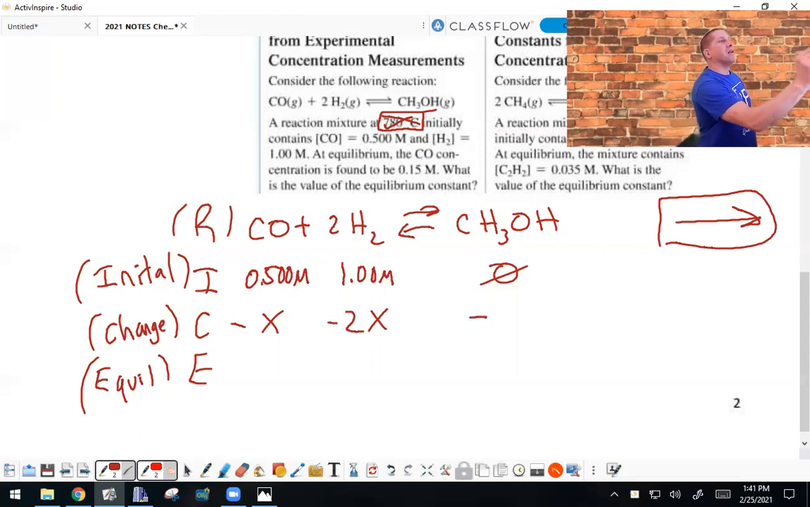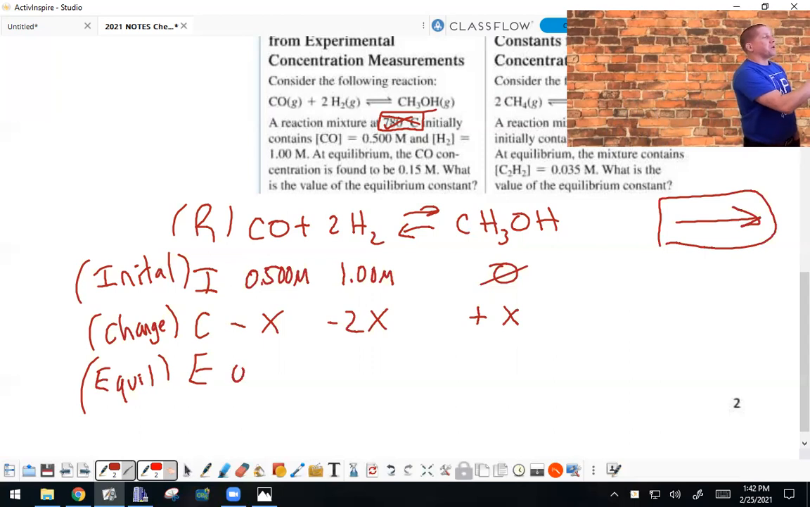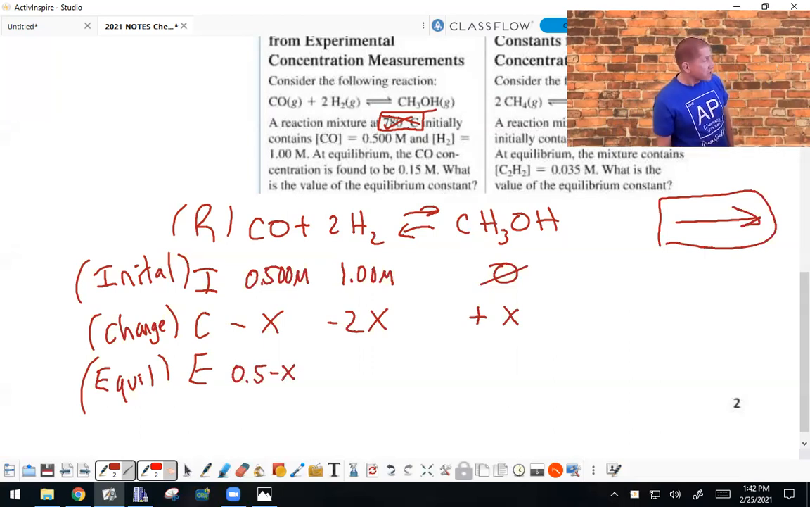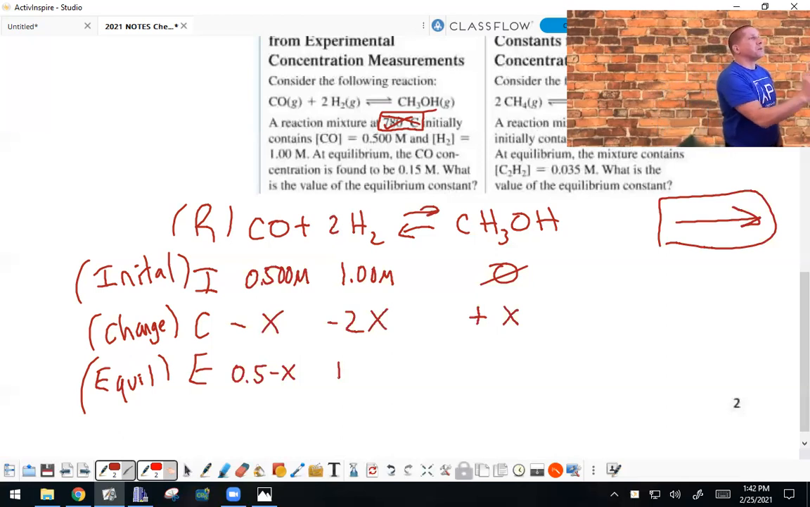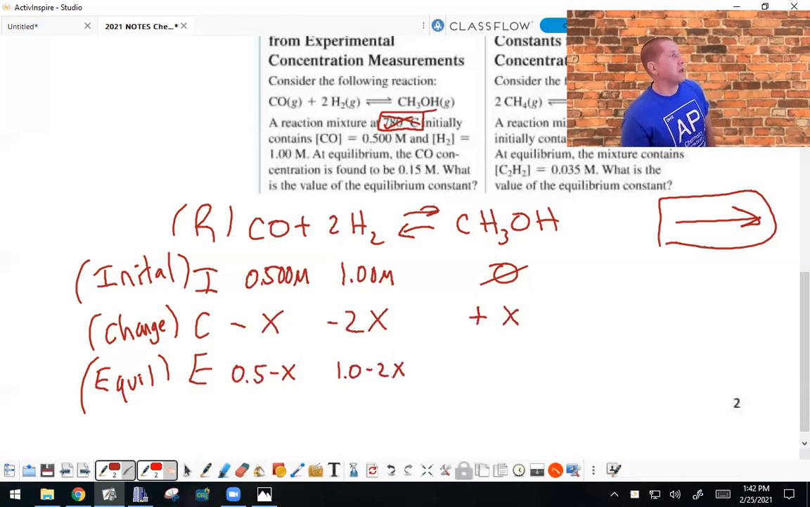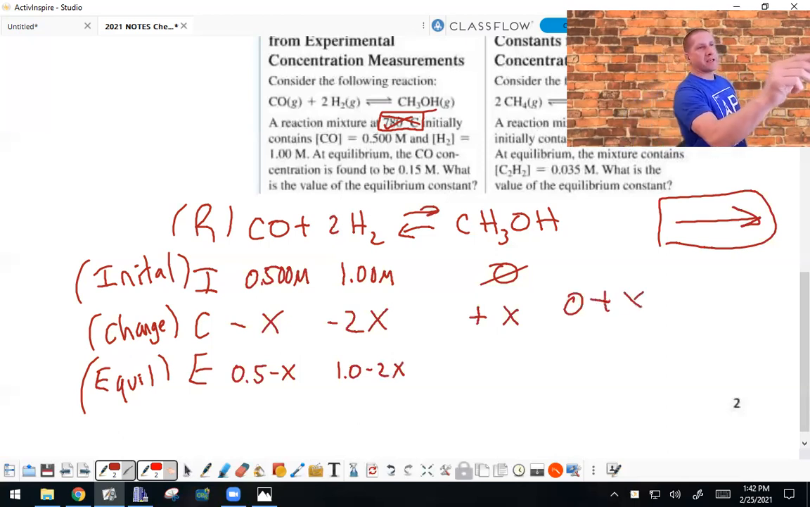And then over here, we're not going to lose these, but we're going to get plus whatever x is, again, due to the stoichiometry. So then the concentration at equilibrium of CO is 0.5, its initial concentration, minus x, the change. This would be 1.0 minus 2 times whatever x is. And this is 0 plus x, so I usually just write x. It's whatever x is.